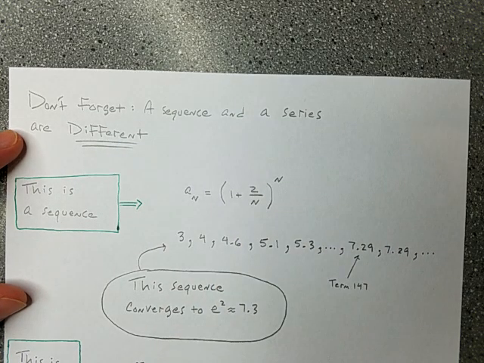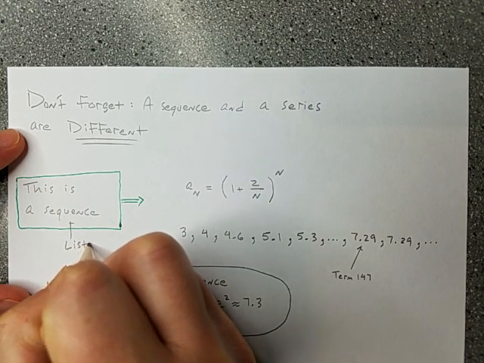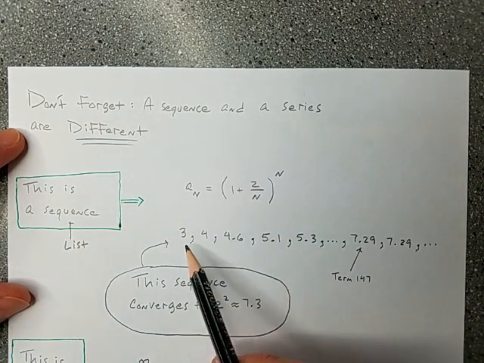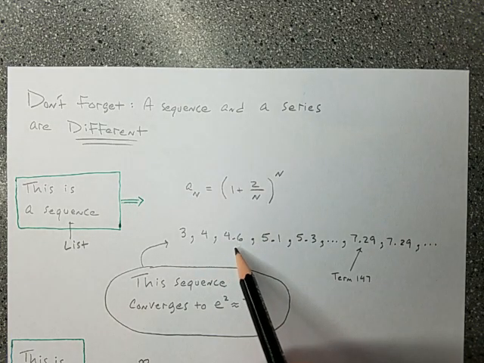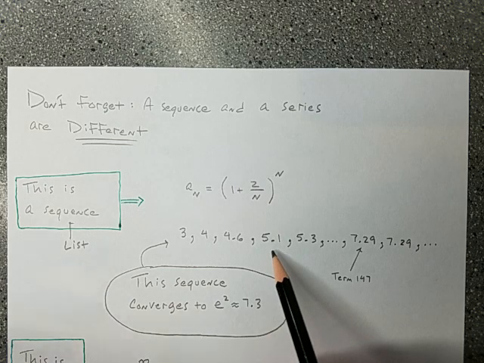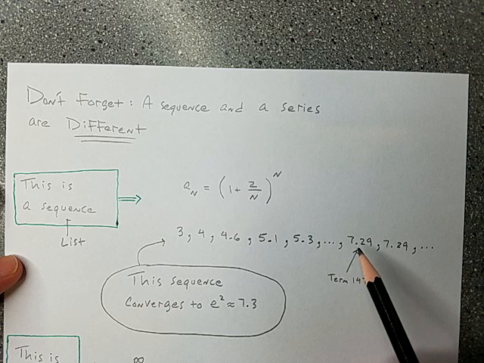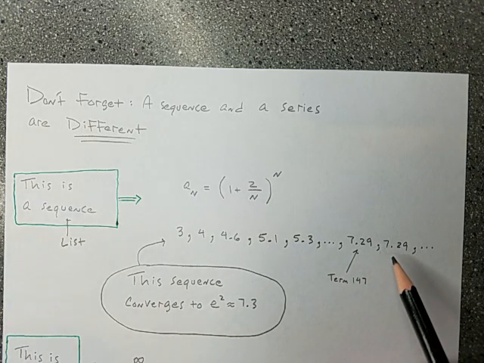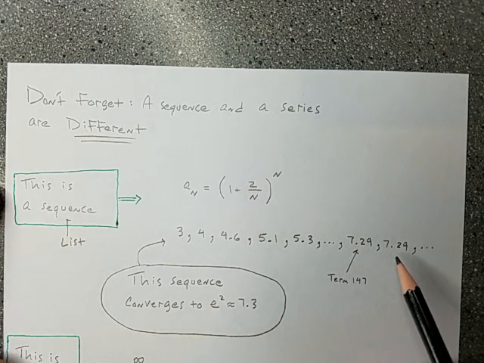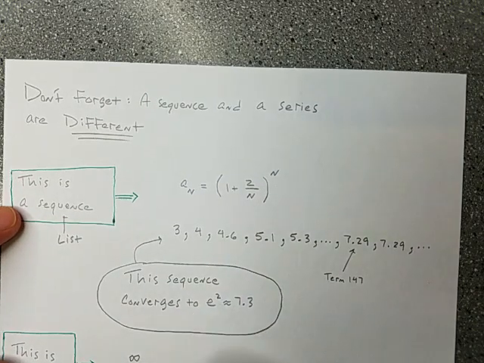All right, so this is a sequence. A sequence is just a list of numbers. This sequence is 3 for the first term, 4 for the second term, roughly 4.6, then 5.1. You keep going, say term 147 is about 7.29, and term 148 is also rounded to about 7.29. This sequence actually converges to e squared, all right?